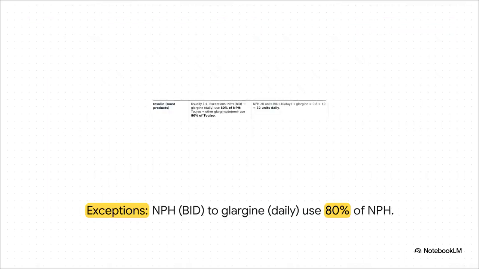While most insulin products switch on a simple one-to-one basis, there is one major exception you absolutely must know. If you are switching a patient from NPH insulin given twice a day to glargine given once daily, you must reduce the total dose to 80%. So if a patient is on 20 units of NPH twice a day, which is 40 units total, you multiply that 40 by 0.8, meaning their new glargine dose is 32 units daily.